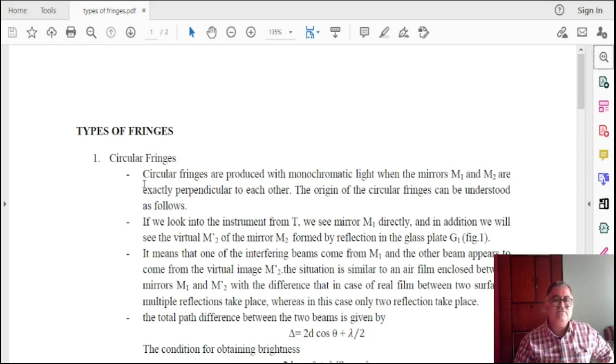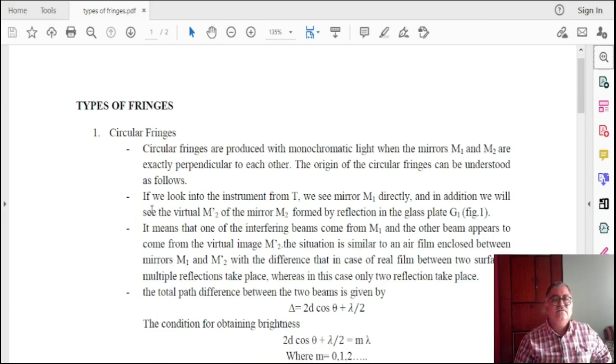The circular fringes are produced with monochromatic light, and only when the mirrors M1 and M2 are exactly perpendicular to each other. And what should be the origin? It can be understood by the following. If we look into the instrument from T, for this again you have to remember the experimental arrangement of the Michelson's interferometer which we have already seen. In that, there is a mirror M1 directly, and in addition to it, we can see the virtual mirror M2 dash of the mirror M2.